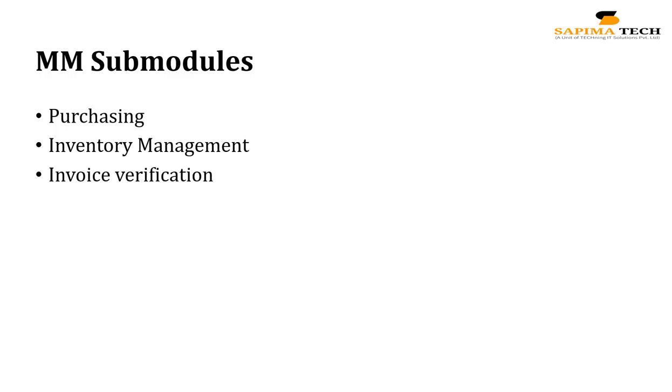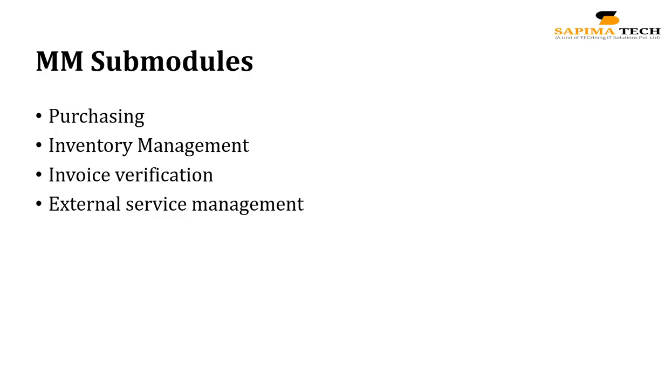The third one is invoice verification, which marks the end of procurement after purchase and goods receipt. Before paying the vendor, we need to verify the invoice submitted by them. Besides goods, a business also requires services like IT services and security services. Those procurements will be handled in MM through external service management.